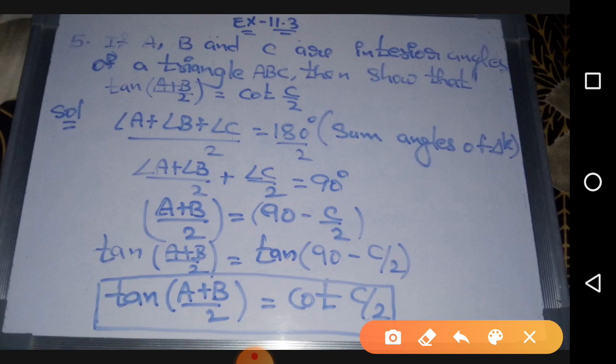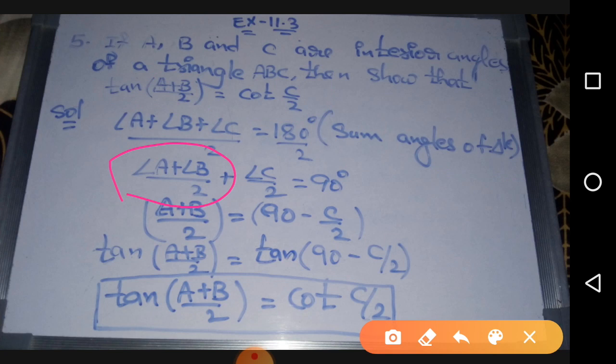Then show that tan of (A plus B) by 2 equals cot C by 2. So how will you prove this? As we know, the sum of interior angles of a triangle is 180 degrees, due to this property. We are dividing by 2 on both sides. What we need is A plus B on one side and C on the other side. Thus we'll take A plus B as one group and C separately.